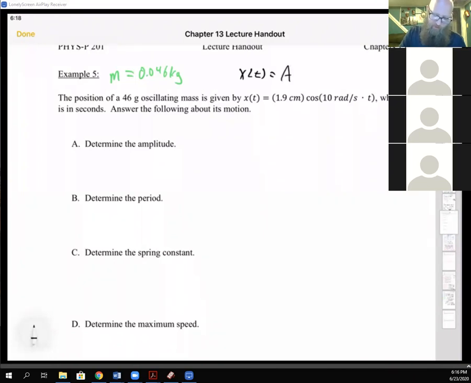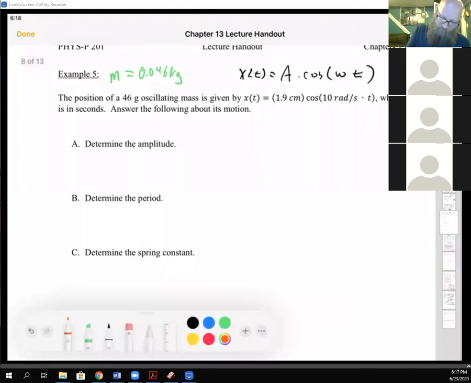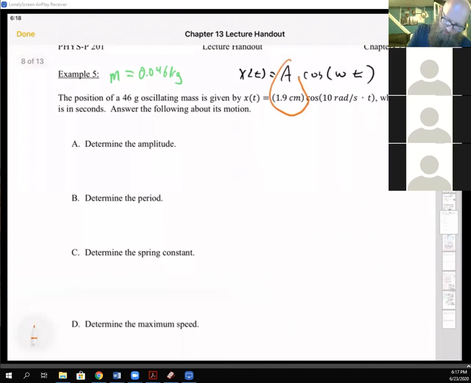Some amplitude, which is x max, times cosine omega t, right? So then just comparing them directly, I can see, oh, amplitude must be 1.9 centimeters and omega must be 10 radians per second. So that first bit tells me this first answer. 1.9 centimeters. That's not the SI unit, but it is correct. So we'll just call that good.